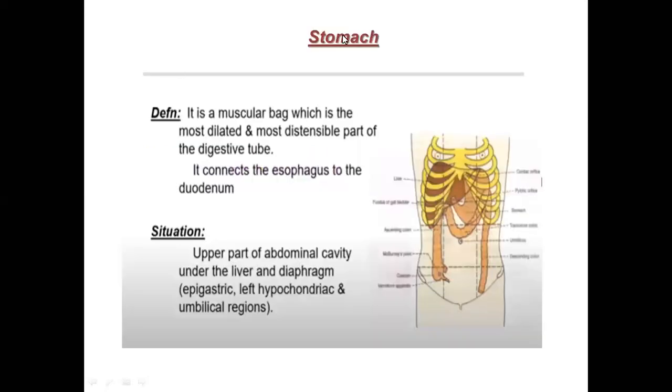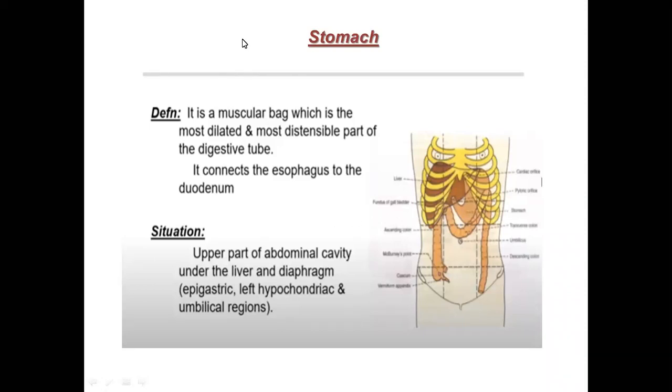So first of all, we have the stomach. It's a muscular bag which is the most dilatable and most sensible part of the digestive tube or the digestive system. The stomach is the part which is connecting the esophagus above, and below it is connecting to the duodenum. Now, where is the stomach located?